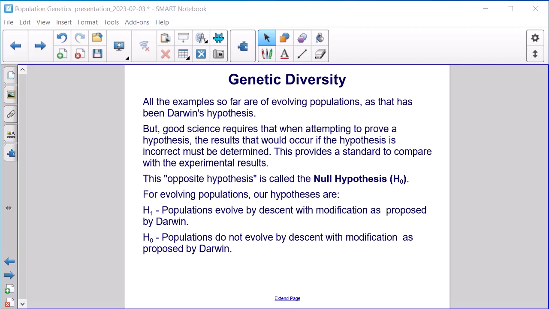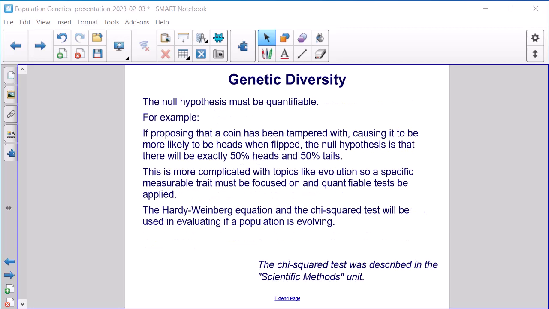H1, populations evolve by descent with modifications as proposed by Darwin. H0, populations do not evolve by descent with modification as proposed by Darwin. The null hypothesis must be quantifiable. For example, if proposing that a coin has been tampered with, causing it to be more likely to be heads when flipped, the null hypothesis is that there will be exactly 50% heads and 50% tails.